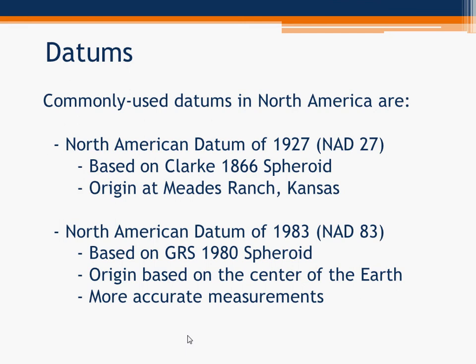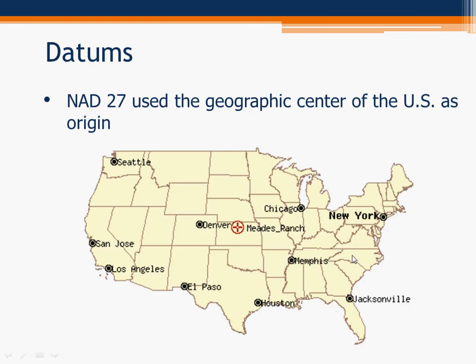So a lot of what you're going to use, at least in this class, and potentially with a lot of other data that you're using throughout the United States, would most likely be in North American Datum 1983. There's still a lot of data out there in NAD27, but that can easily be converted from 27 to 1983. So just showing a map here of where Meades Ranch, Kansas is.